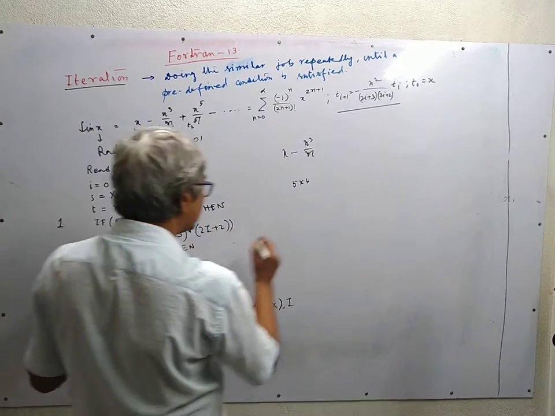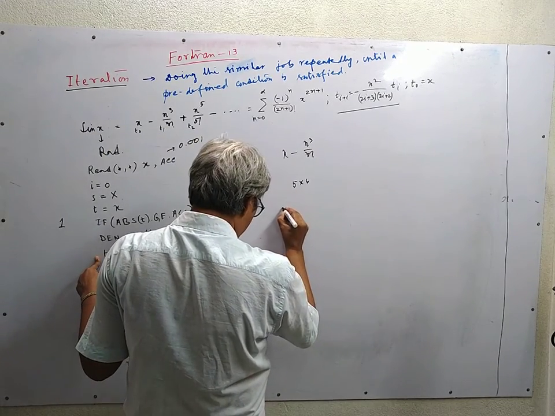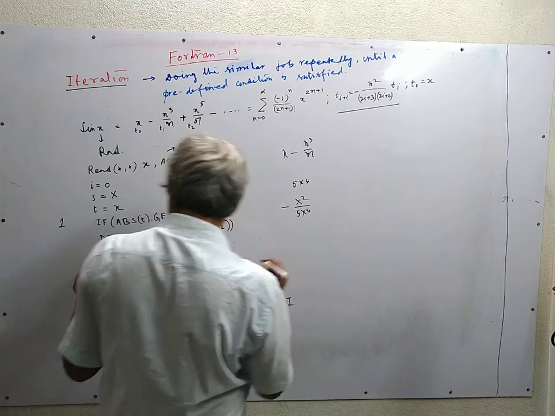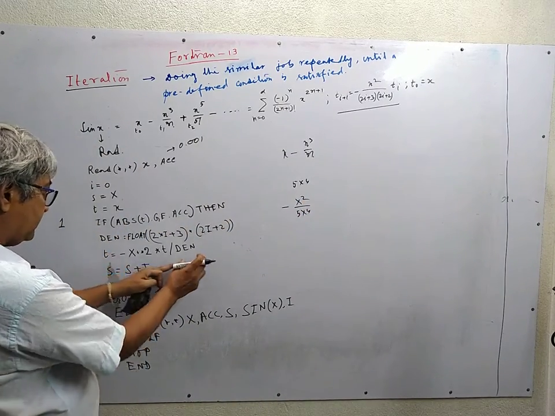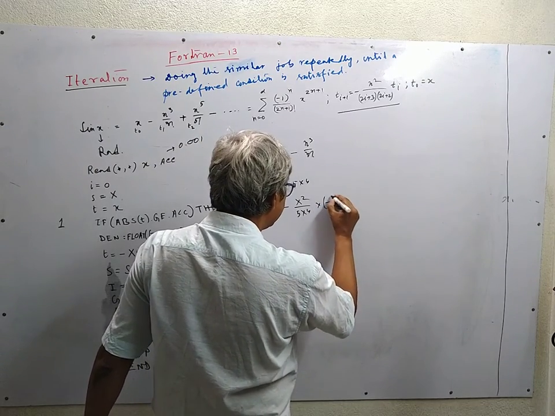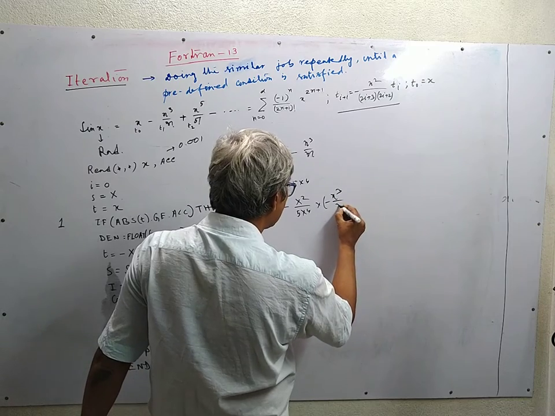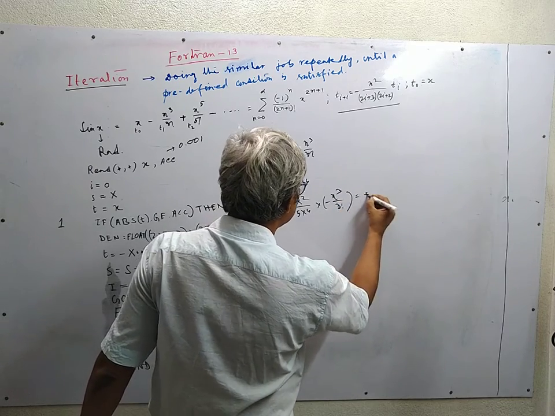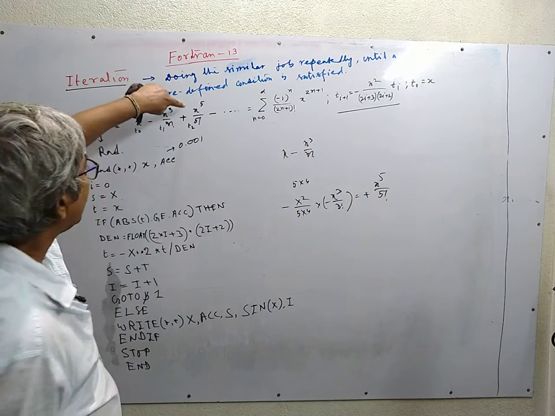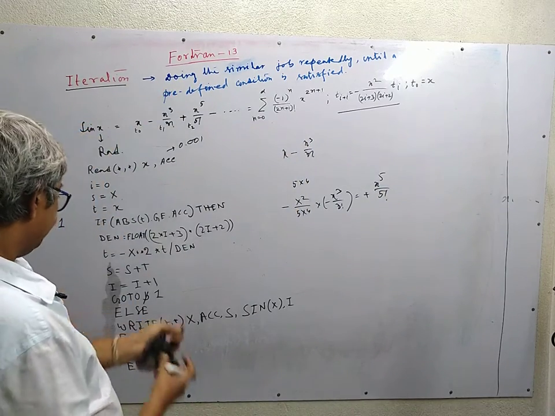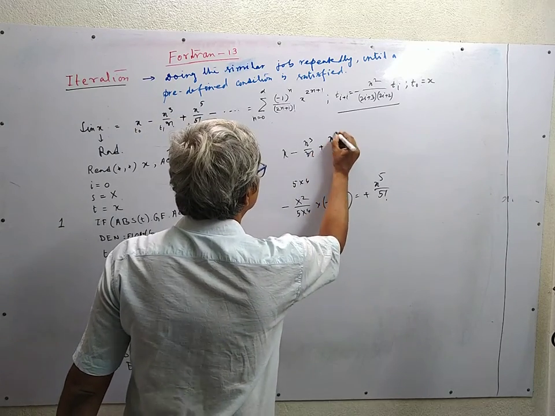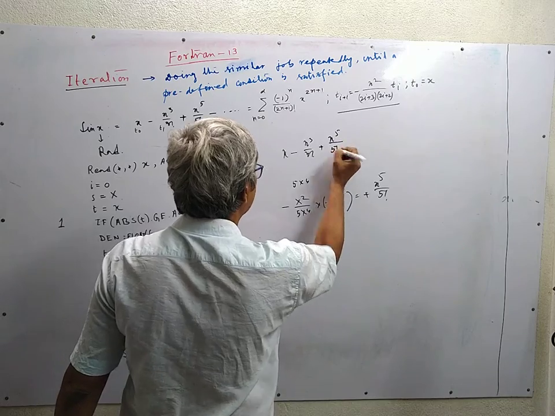Now the recurrence relation is minus x square by 5 into 4. This is the denominator times t, and t is minus x cubed by factorial 3, which gives plus x to the power 5 by factorial 5. So it accounts for this term. Then it adds the term to this, so the sum is now x to the power 5 by factorial 5.